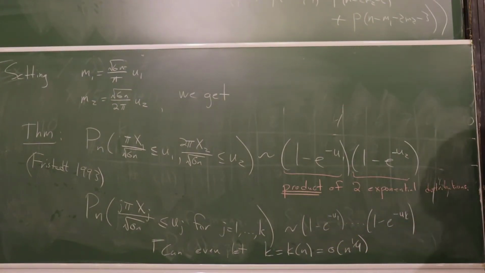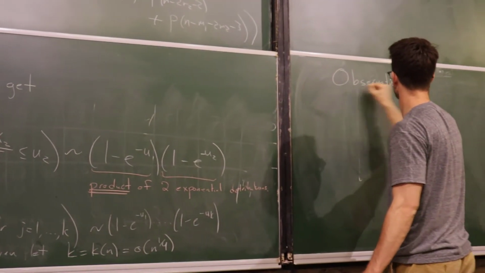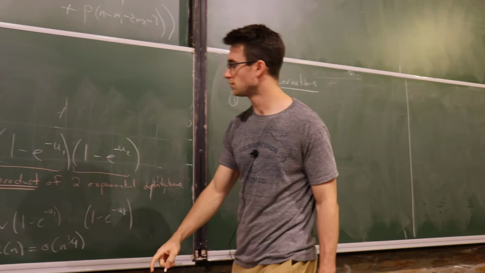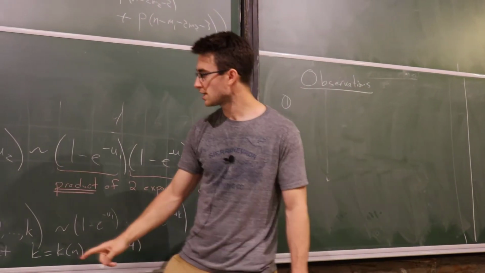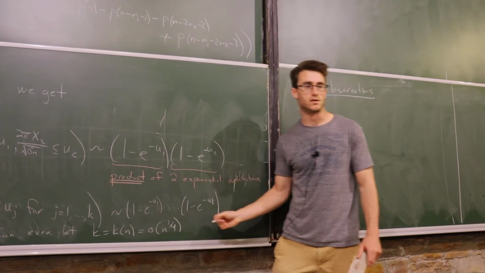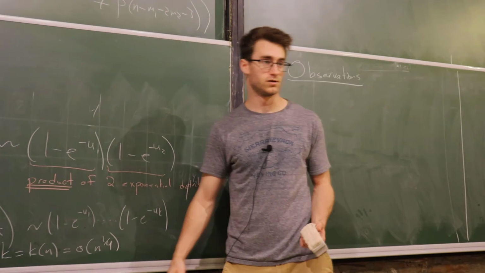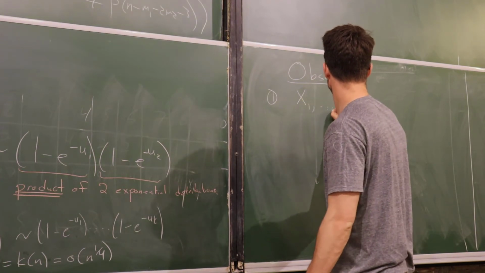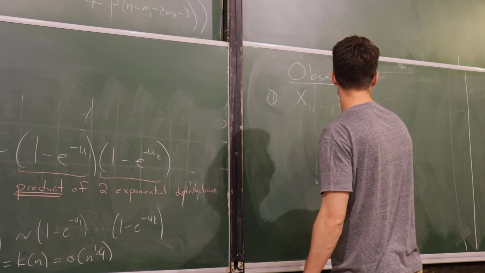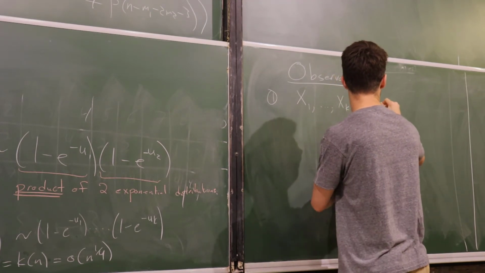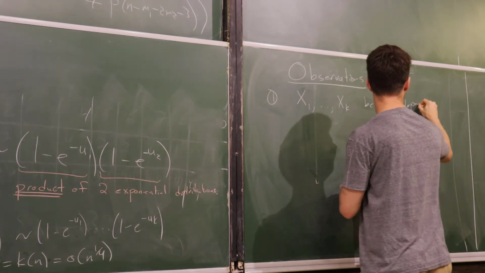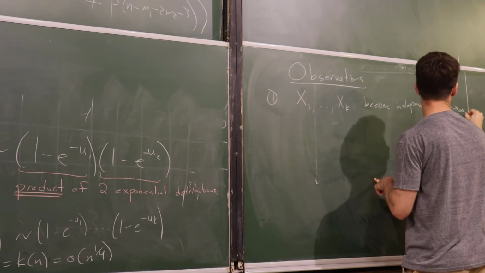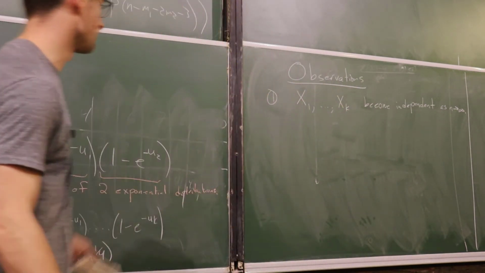So let's make some observations. What this theorem tells us is that these xj's, if we rescale, behave independently. We get the products of these exponentials, and that's good in terms of probability. So x1 up to xk become independent in the limit as n tends to infinity. That's what this theorem is saying.